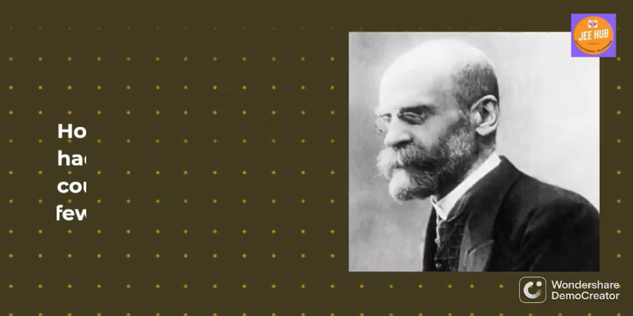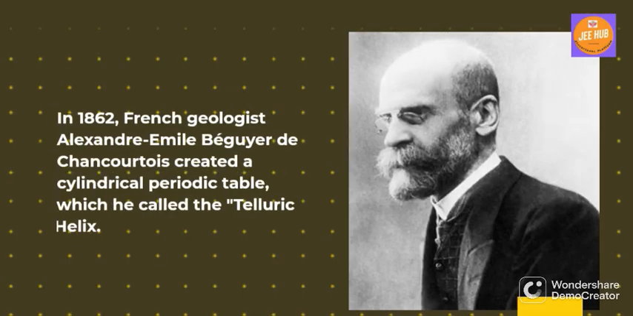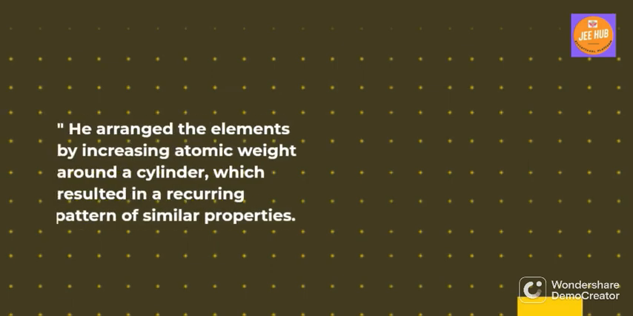In 1862, French geologist Alexandre-Émile Béguyer de Chancourtois created a cylindrical periodic table, which he called the telluric helix. He arranged the elements by increasing atomic weight around a cylinder, which resulted in a recurring pattern of similar properties.